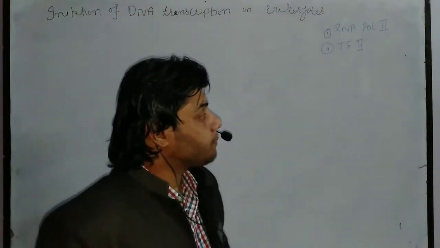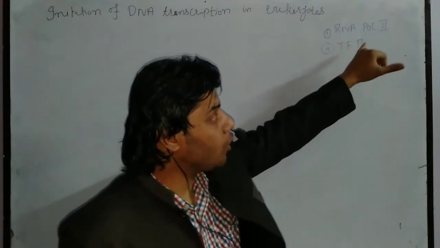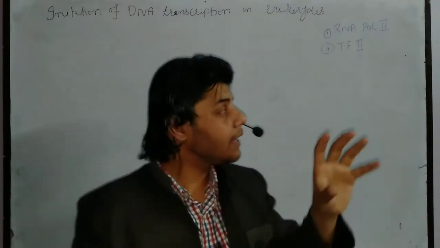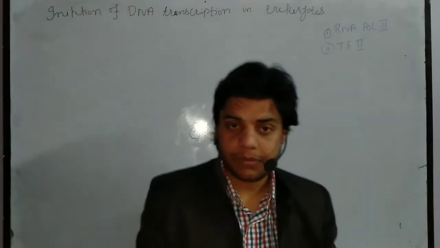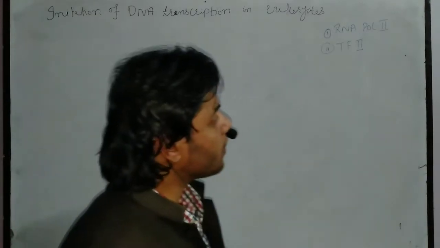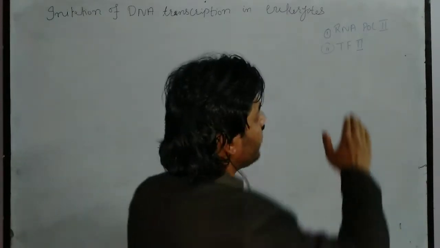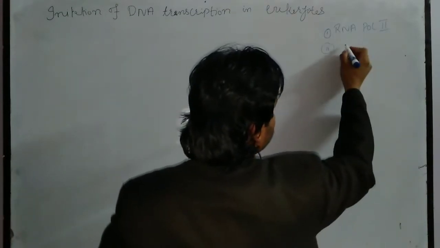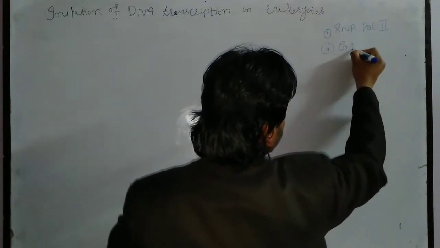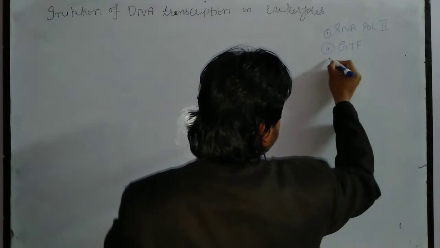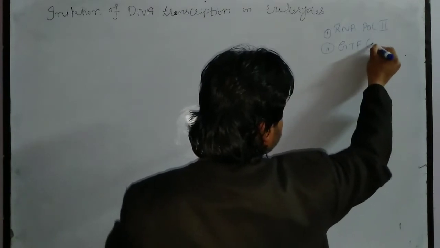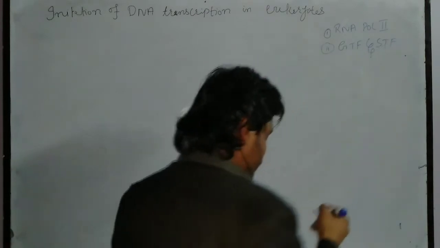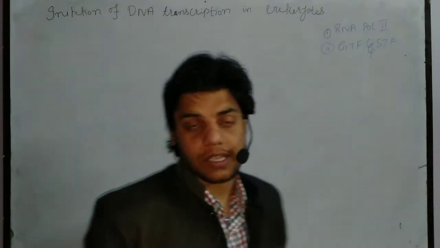But remember, this RNA polymerase 2 is a very large structure and it will recruit all the transcriptional factors. Moreover, mainly it will recruit generalized transcriptional factors and specialized transcriptional factors. So these two kinds of factors are involved in this case.